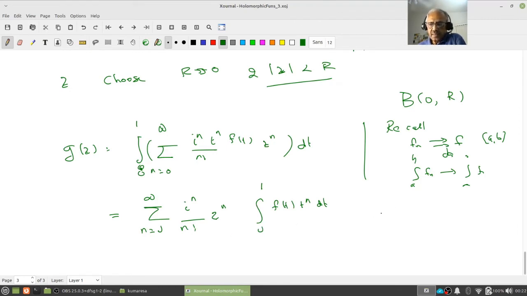And remember, for a fixed n, you can think of this as another constant. Let d_n equal i to the power n by n factorial into the integral from 0 to 1 of f of t, t to the power n. See, what is mod d_n? This is less than or equal to mod i to the power n, which is 1 by n factorial, into the integral, which is less than or equal to M. That's it, right? Mod f of t is less than or equal to M, and mod t to the power n is less than or equal to 1. Therefore, the integrand in modulus is less than or equal to M, and integrating from 0 to 1 gives M. Therefore, this whole thing is less than or equal to M by n factorial.